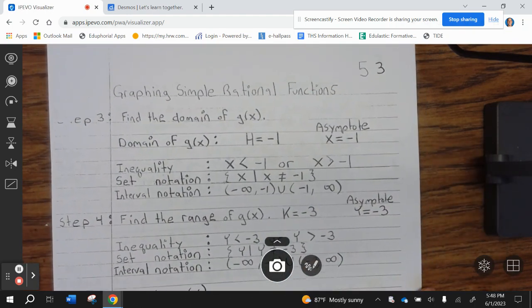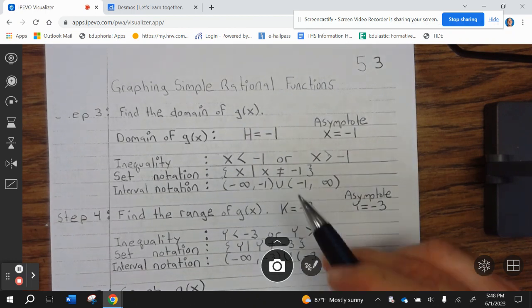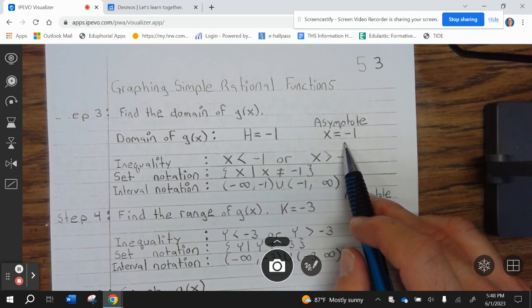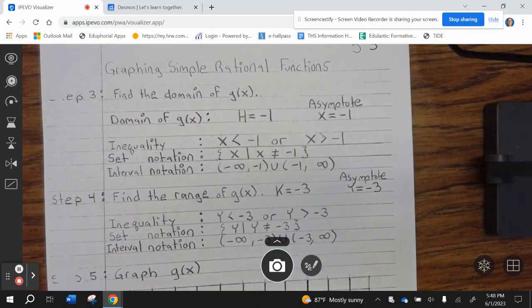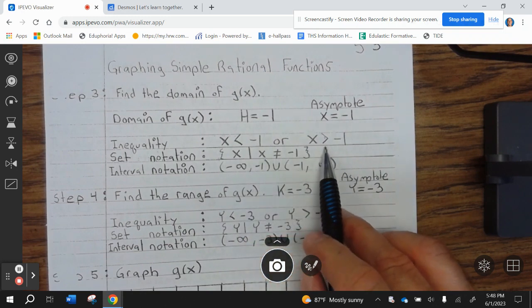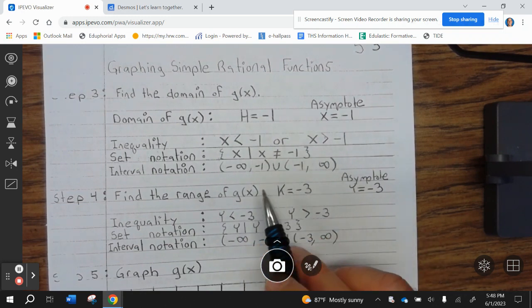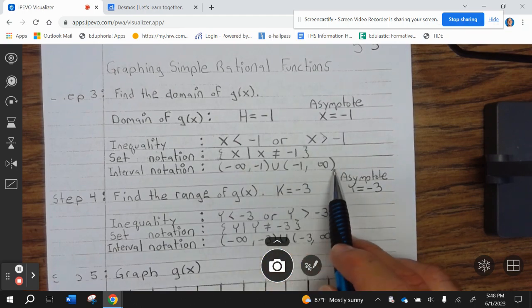Step 3, find the domain of g of x. The domain of g of x can be found using the h value of the vertex, which means the asymptote x equals -1. That means that your inequality is x is less than -1 or x is greater than -1. Set notation: x such that x is not equal to -1, and interval notation means it's from negative infinity to -1 or -1 to infinity.